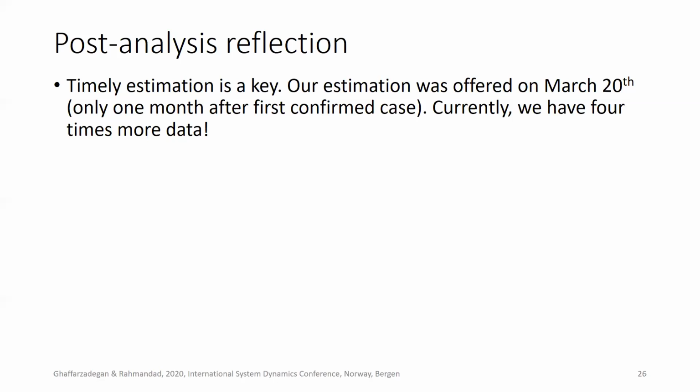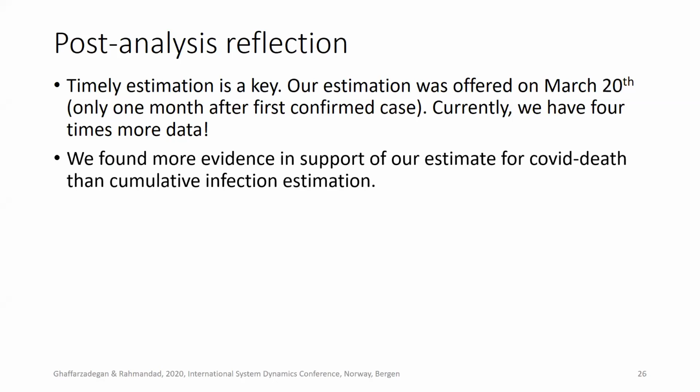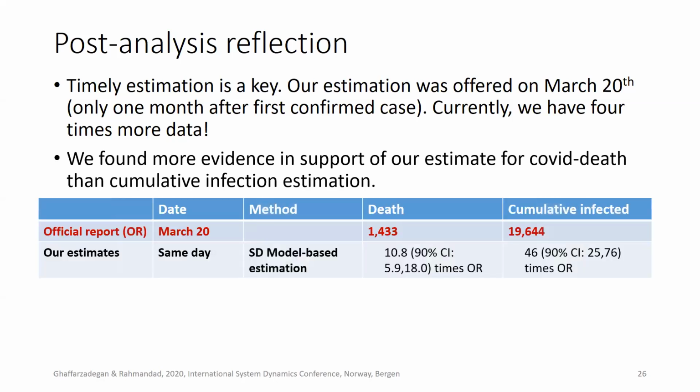And in all these cases, as you predict the future, you have a wider range of uncertainties. Right? But as you estimate things that are happening around the same time, you have narrower, and when you look at the back, you have much narrower estimates. So looking back at what happened then on our estimates, we find that we have more evidence in support of our estimations for COVID death than cumulative infection estimates, since we did better in the death estimates.